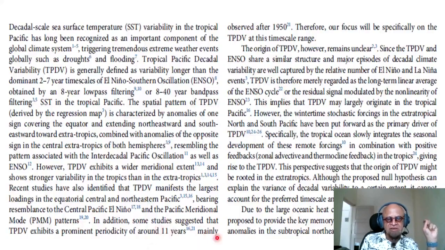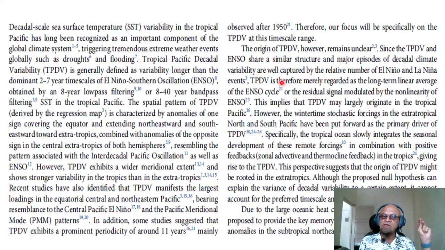Okay. In addition, some studies suggested that TPDV exhibits a prominent periodicity of around 11 years, mainly observed after 1950. Therefore, our focus will be specifically on the TPDV at this time scale range, the 11-year range. The origin of TPDV, however, remains unclear.